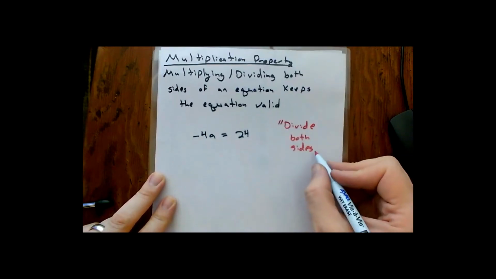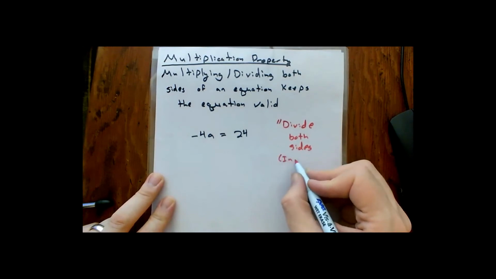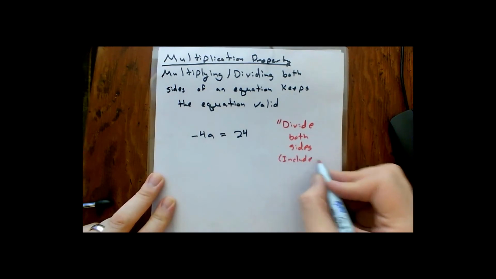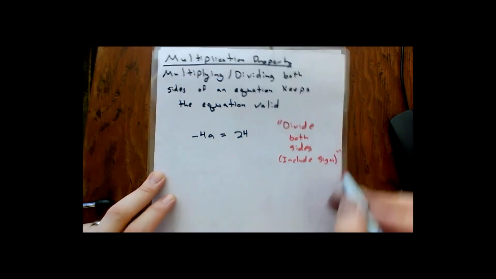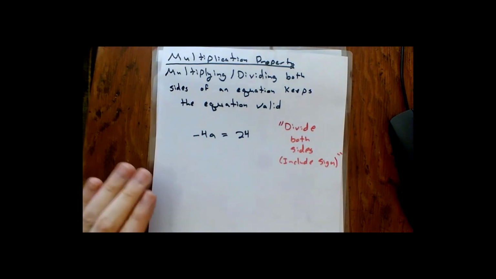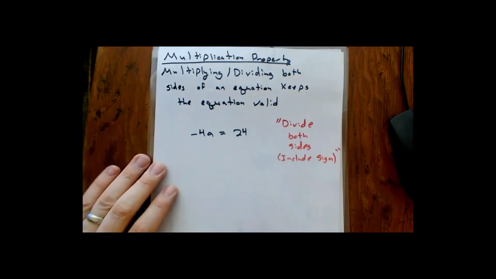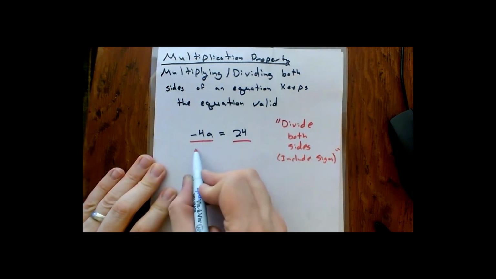And when we do this, we always are going to include that sign. Now, if you think about that, that will make a good deal of sense. Anything divided by its own sign, negative divided by negative is positive, positive divided by positive is positive. So if I take both sides and I divide by the thing, including its own signs, I'm going to divide both sides here by negative 4.